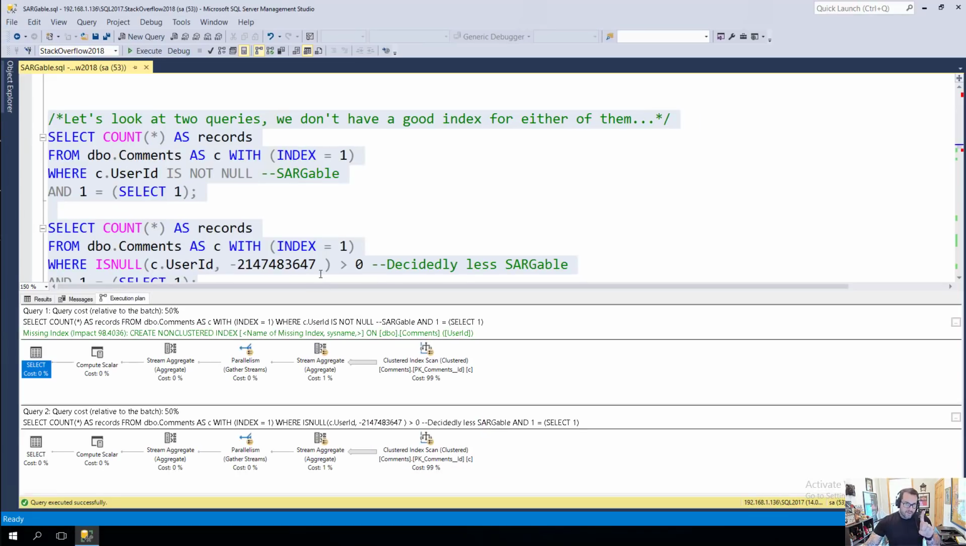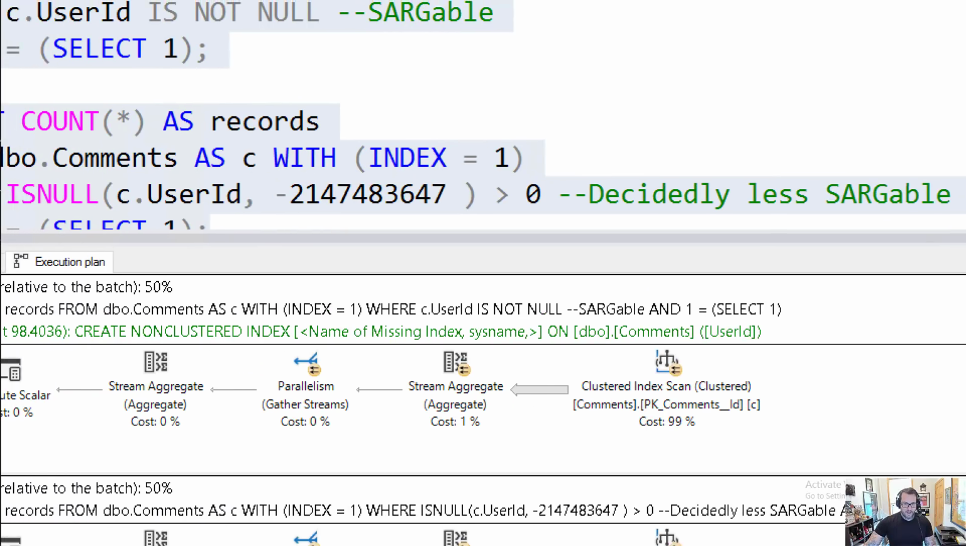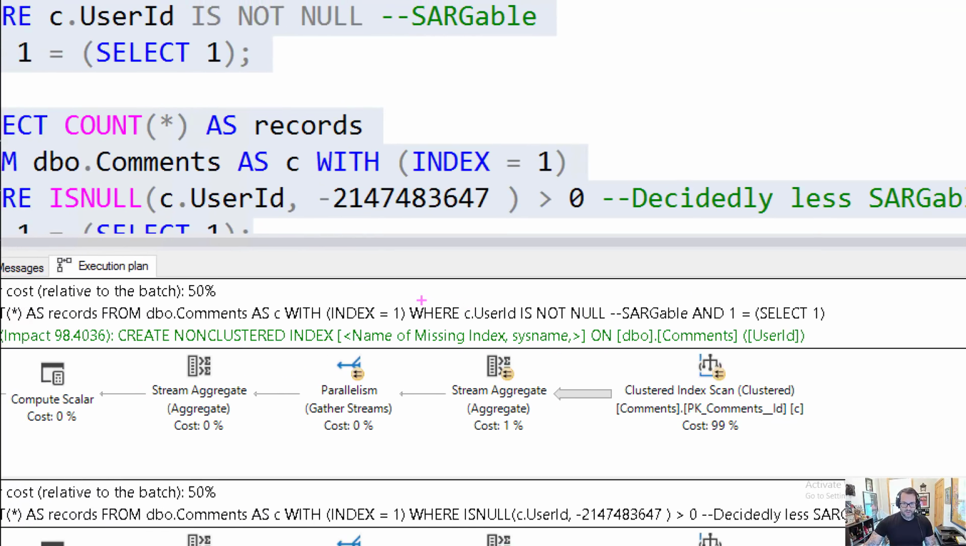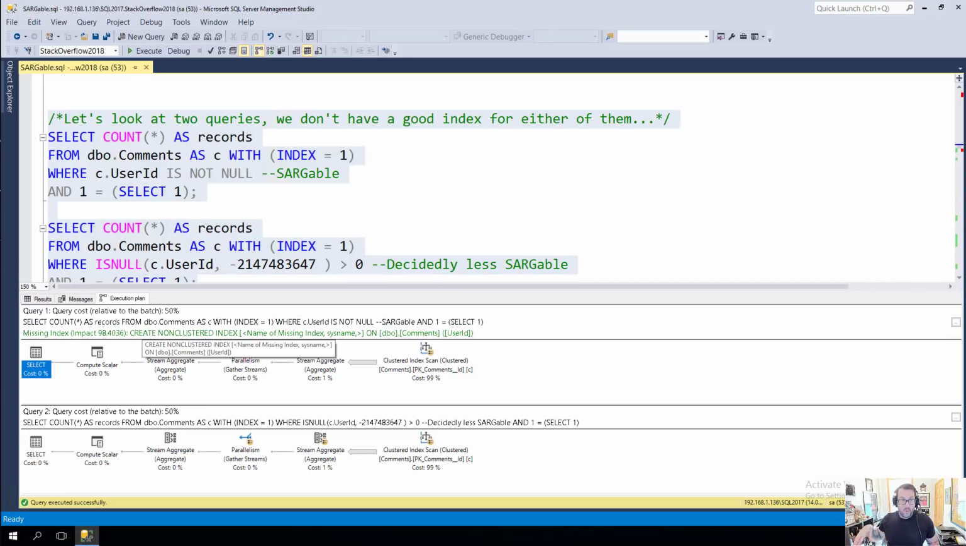But only one of them, in the eyes of the optimizer, is worthy of getting an index created to help it out. That index is on the sargable predicate. So on this one where I said where user ID is not null, SQL Server says, hey, you know what? I was running this query, and I think an index would help. I think we should get indexed here. And it's right. An index really would help this query. I'm not saying that the missing index requests are always right. They are profoundly wrong sometimes. But in this case, it's not a bad guess.